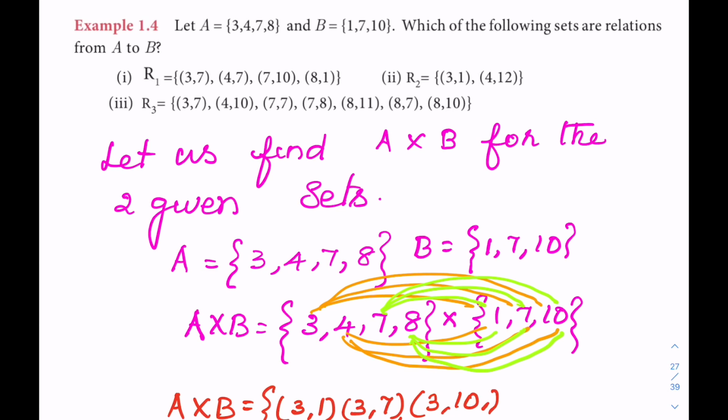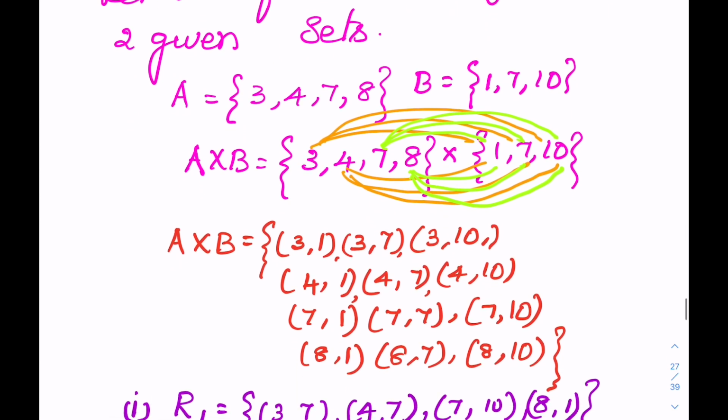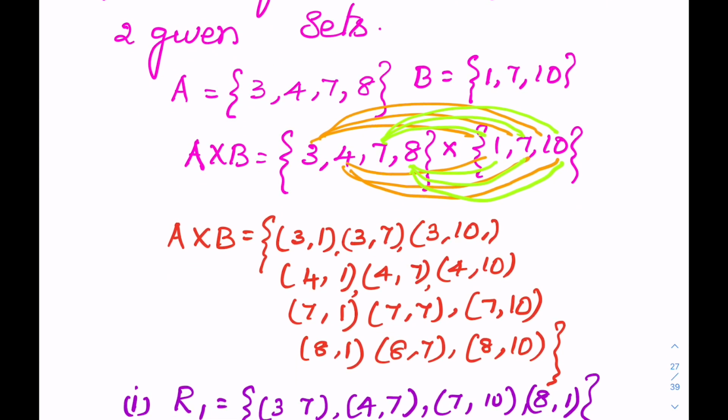They have asked us to find whether R1, R2, R3 are relations from A to B. So first let us find A cross B for the two given sets A and B. Let us write down A with the elements 3, 4, 7, 8 and B with the elements 1, 7 and 10. To find A cross B, we have to write down all the ordered pairs between A and B. So let us associate every element of A with all the elements of B. So we arrive at A cross B as a set of all ordered pairs (3, 1), (3, 7), (3, 10), (4, 1), (4, 7), (4, 10), (7, 1), (7, 7), (7, 10), (8, 1), (8, 7) and (8, 10).